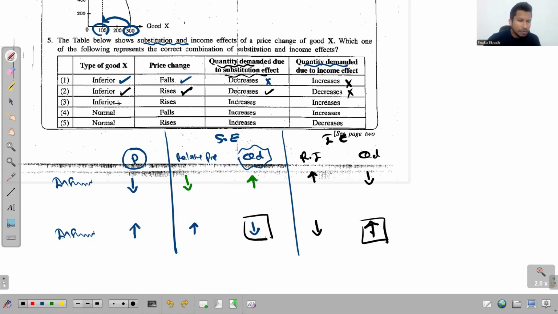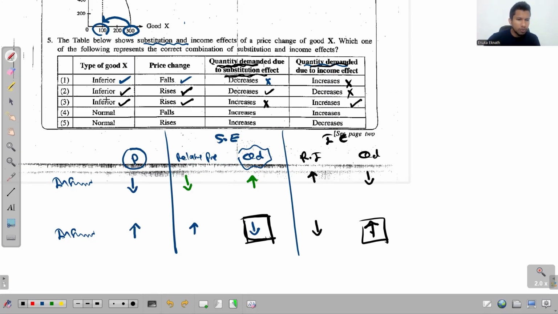Now look at this third one. Type of the good is inferior. Once again, the same thing. The price rises. If the price increases, what needs to happen to the quantity demanded due to substitution effect? Due to the substitution effect, the quantity demanded should decrease, but this says that it increases, which is wrong. And look at the last part, quantity demanded due to income effect. When the price increases, the quantity demanded due to income effect should increase, and this is correct. But since the previous part is wrong, the whole option, the provided answer, is wrong.